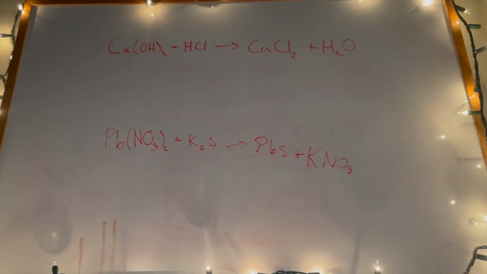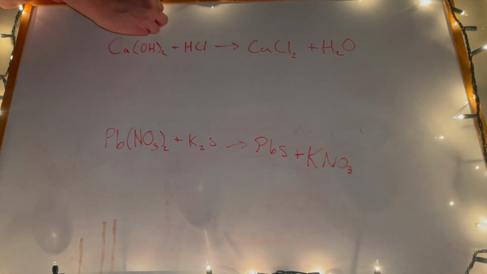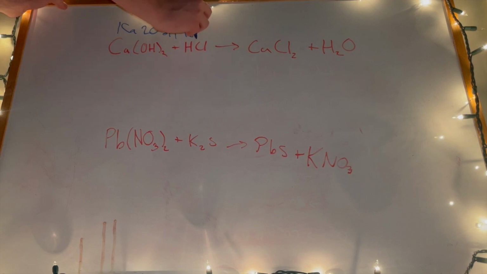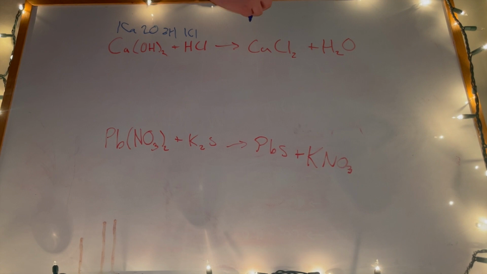Alright, so I'm going to start with the top problem first. If you remember from the last video how to start these equations, you want to start by writing out the amount of each element on both sides so you can gauge what coefficient you're going to need to change in the equation. So on this side we have 1 calcium, 2 oxygen, 3 hydrogen, and 1 Cl. And then on this side we have 1 calcium, 1 oxygen, 2 hydrogen, and 2 Cl.